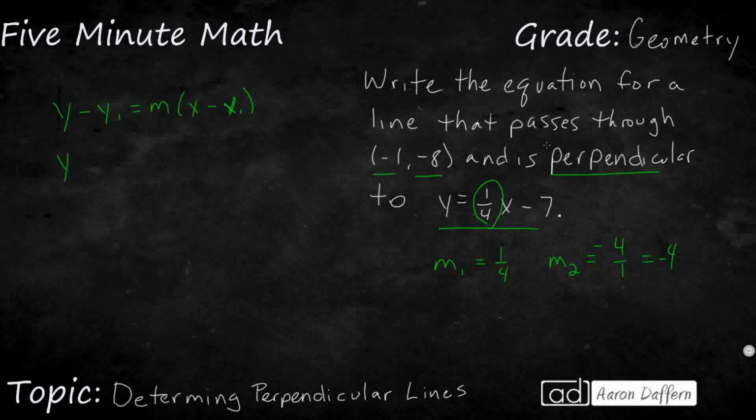So now I just need my negative 8, so y minus negative 8. I've got my negative 4 as my slope, and then x minus negative 1. And I've got y plus 8 equals negative 4 times x plus 1. Let's distribute that out. Negative 4x minus 4. Let's subtract 8 from both sides. So we're going to get an equation, which we could graph if we wanted to, of y equals negative 4x minus 12.